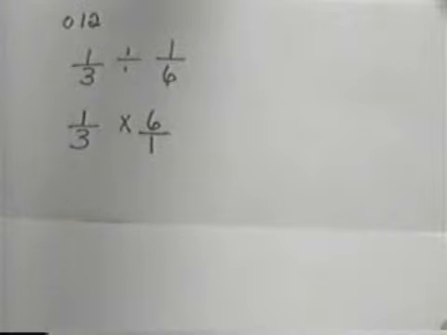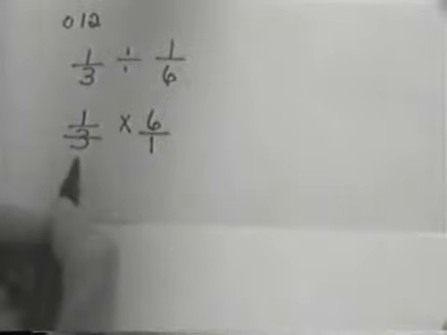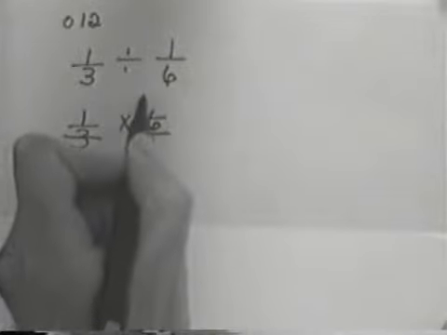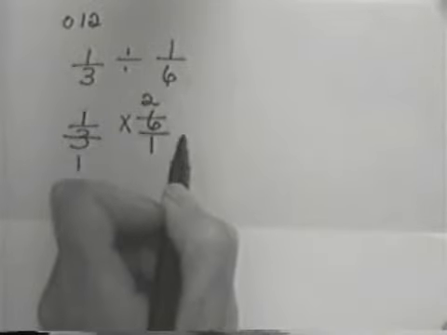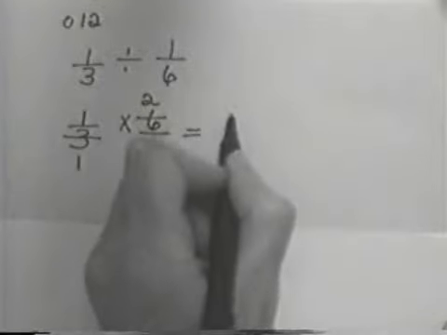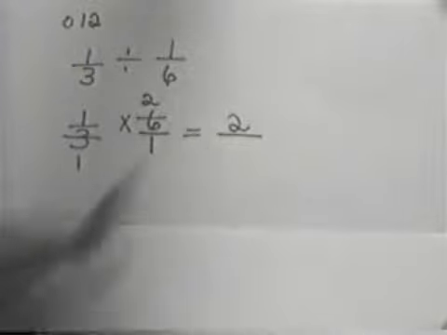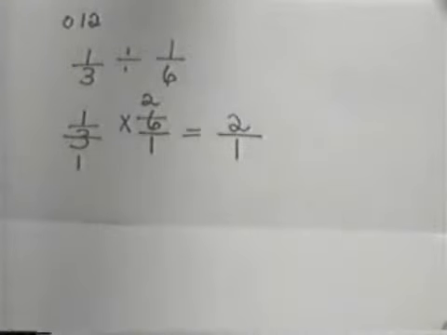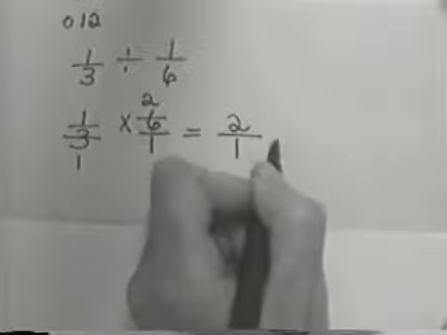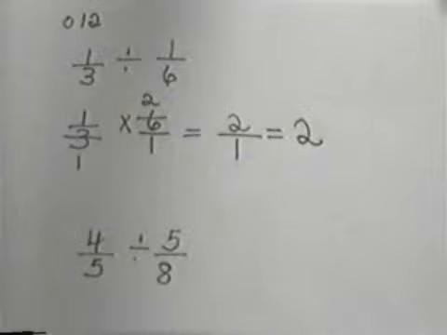Now as soon as I do this, I'm ready to multiply. Remember, we need to reduce first. So if we reduce, 3 will go into 3 one time, 3 will go into 6 two times. So when I multiply, 1 times 2 is 2. Remember, numerator by numerator, denominator by denominator. 1 times 1 gives me 1. So I end up with 2/1, which is actually 2. Let's look at another example.